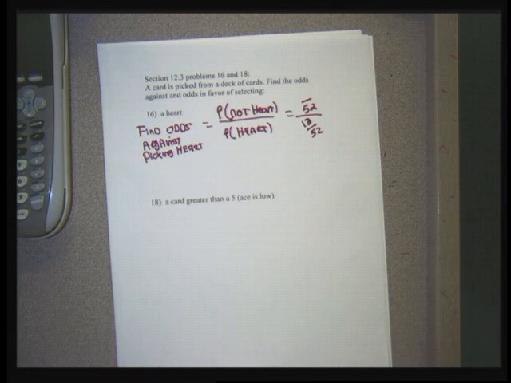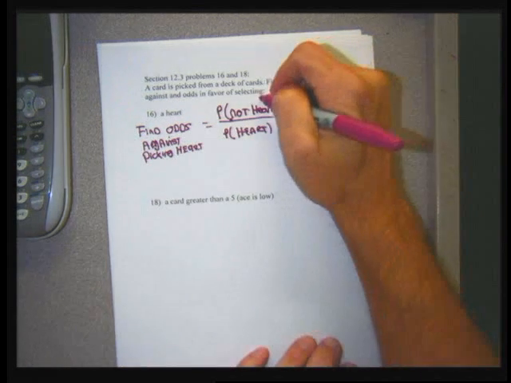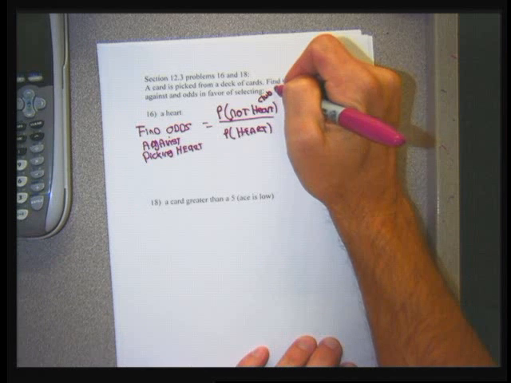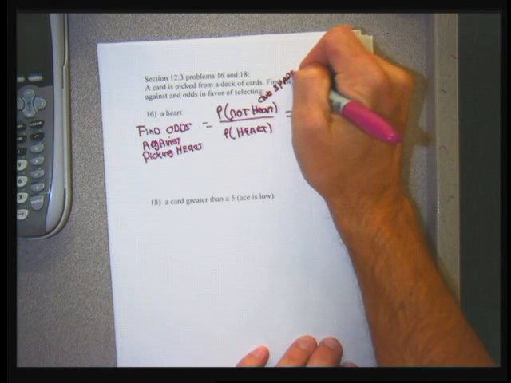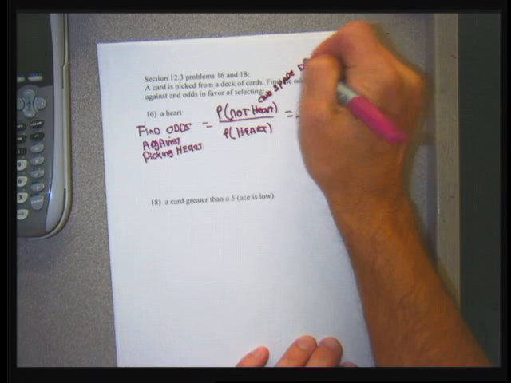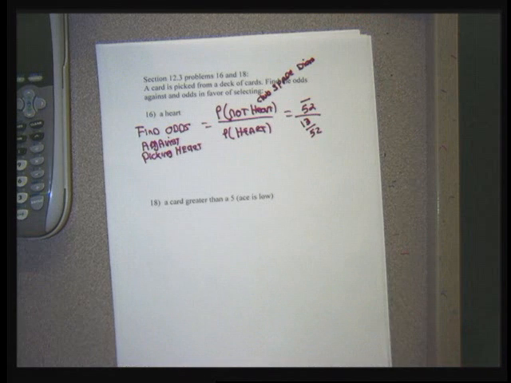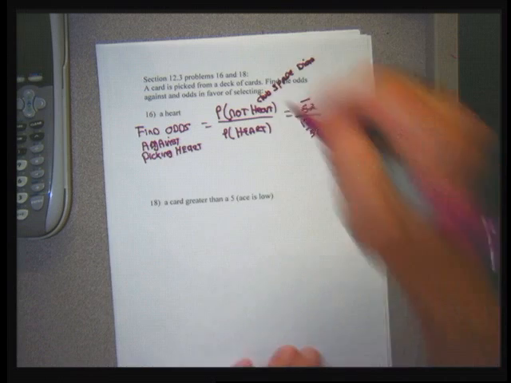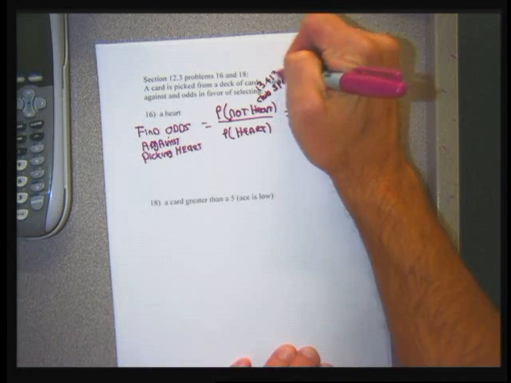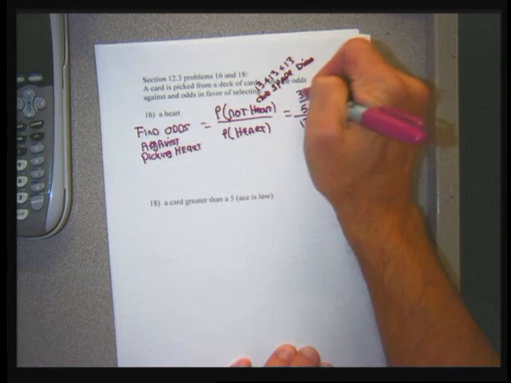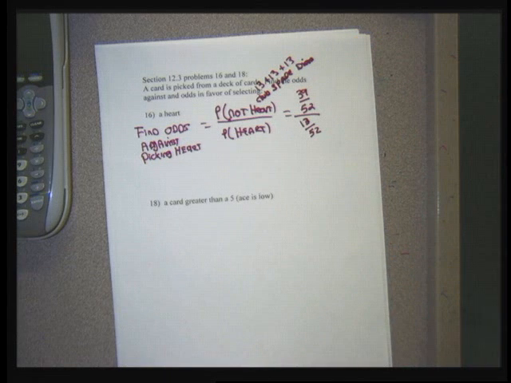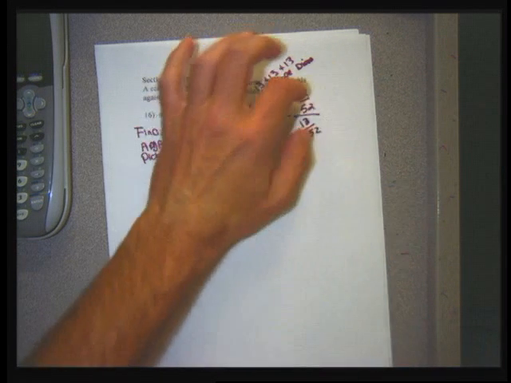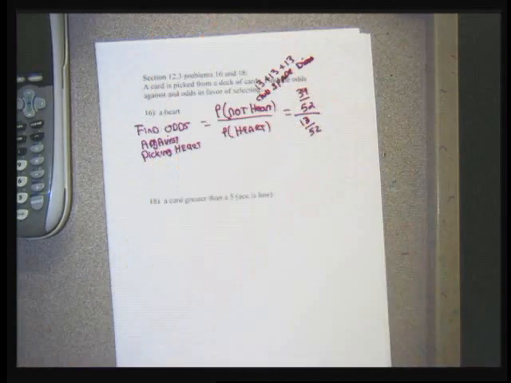The probability of getting a heart: there's 13 hearts in a deck of 52 cards. In the numerator, the probability of not getting a heart, the cards that would be considered not hearts are the clubs, spades, and diamonds. There's 13 clubs plus 13 spades plus 13 diamonds. There's 39 cards in a deck that aren't hearts. This 39 non-hearts and the 13 hearts take care of all 52 cards.